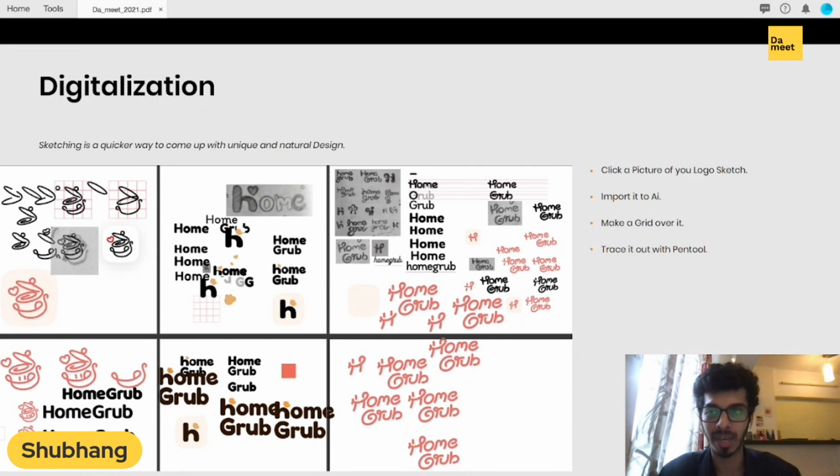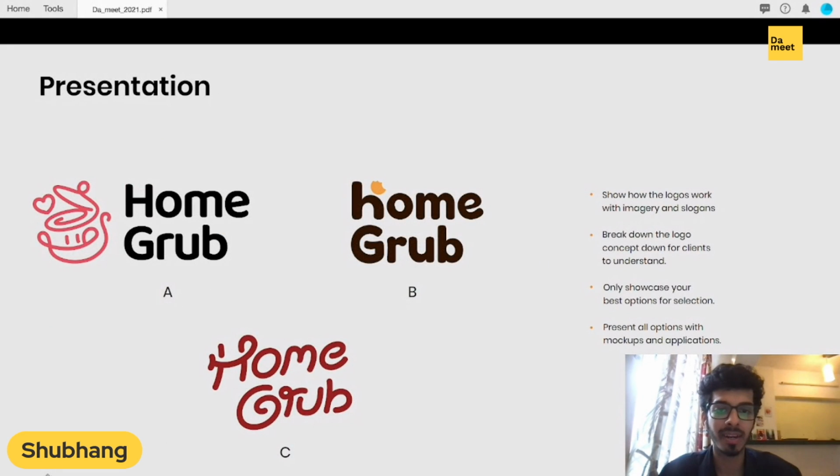So once your digital stage is done, you would then move to the presentation stage. Basically, in this stage, you would have three options ready, and you would make a complete presentation with mock-ups, and you would explain to the client why these three options exist and what the pros and cons of each of these options are. So it's a complete presentation which shows these logos in action and why you made these logos.